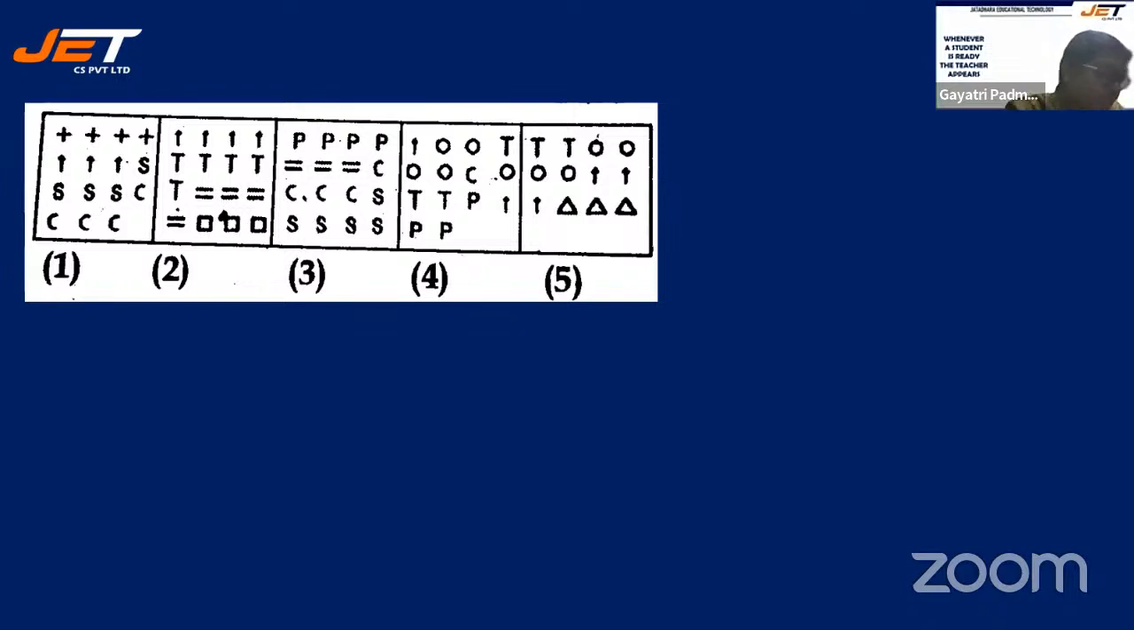We have option 1, 2, 3, 4, and 5. Now you need to choose the odd one out. Is it option 1? Is it option 2? Is it option 3, 4, or 5? All right. Yes, your time starts now. So I'm sure you'll be able to do it.